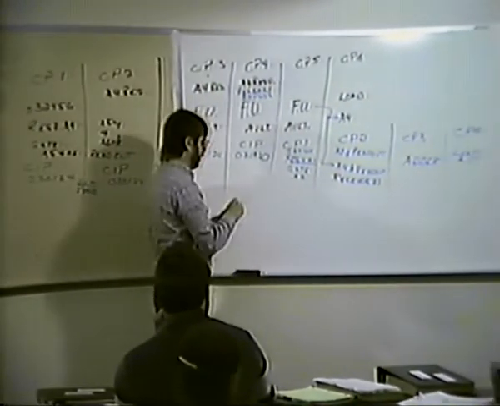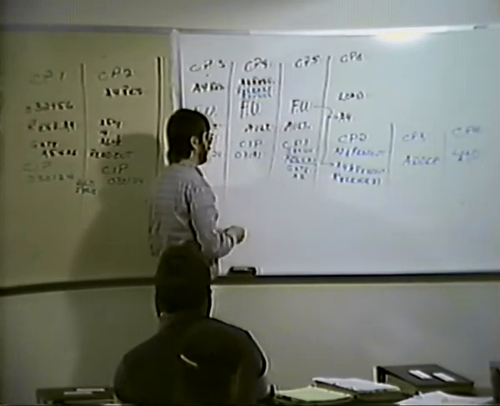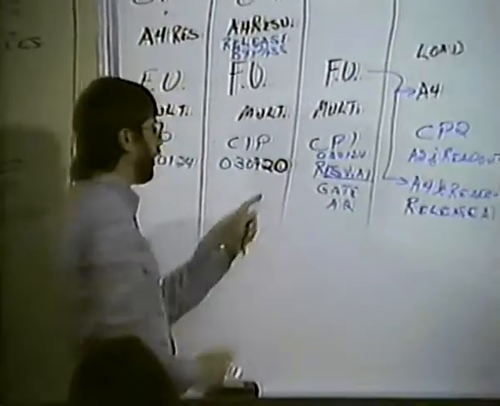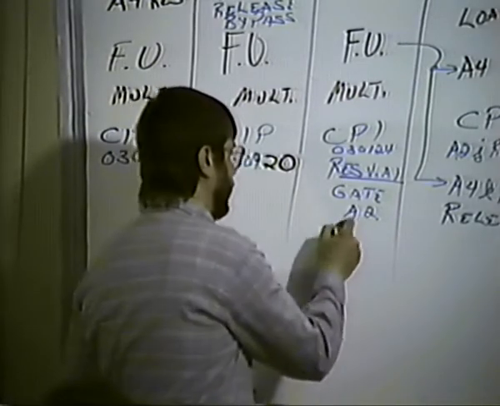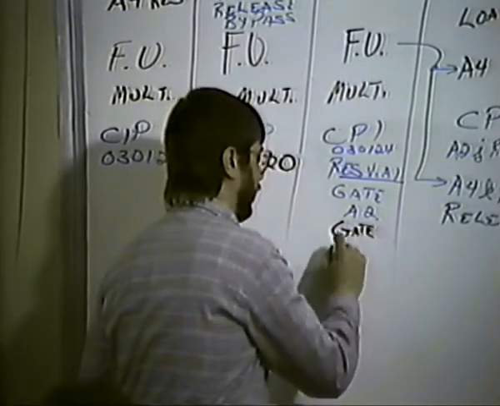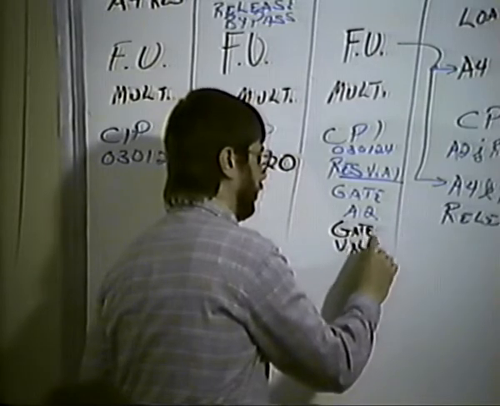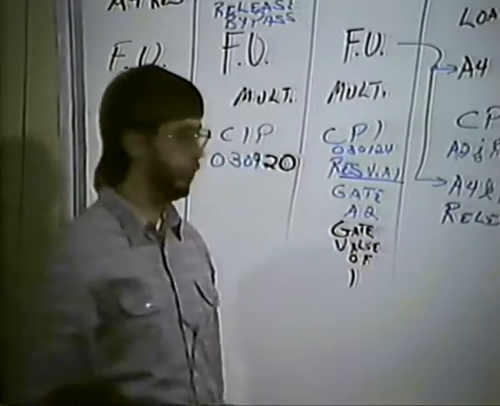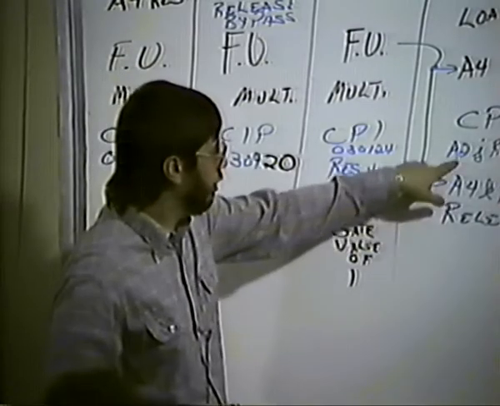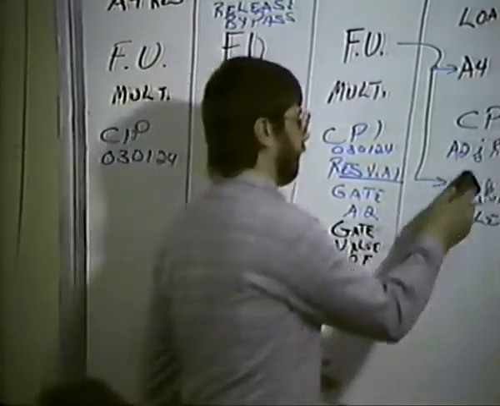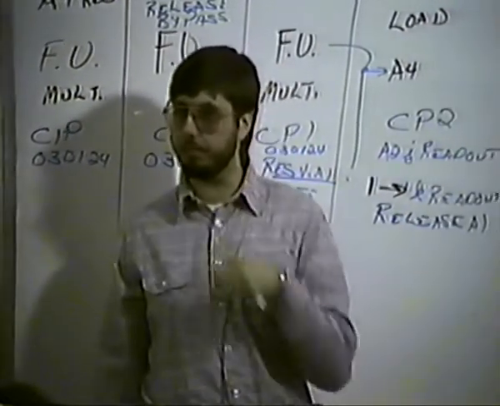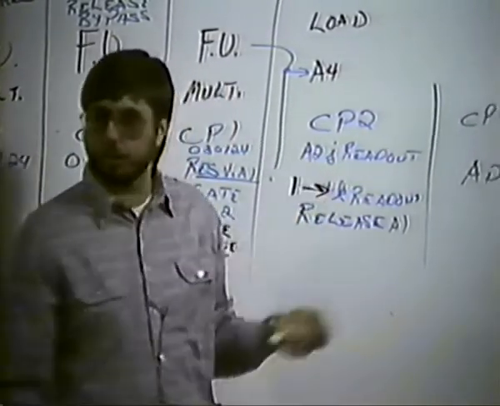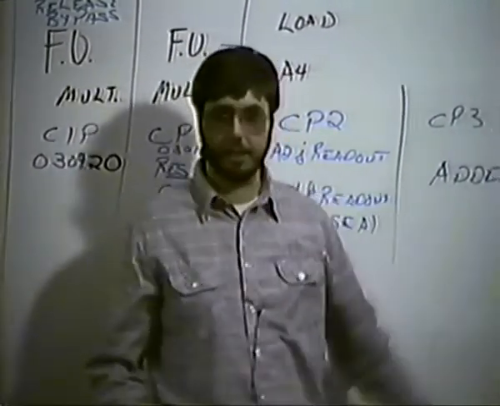If I put a 0, I'll highlight it. If I put a 0 in the K field here, rather than taking the contents of A0 and gating it out, you gate a value of 1. And you put into the K readout here a value of 1. So that when you do this add, you take A2, whatever it is, add 1 to it, and put it back in A1.